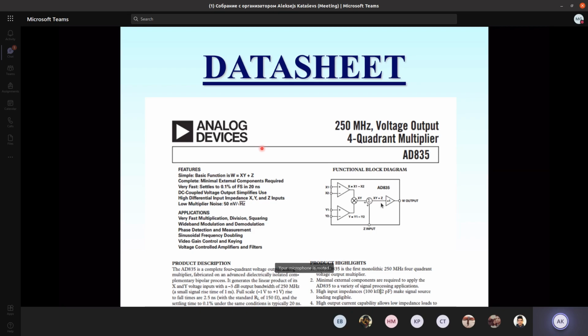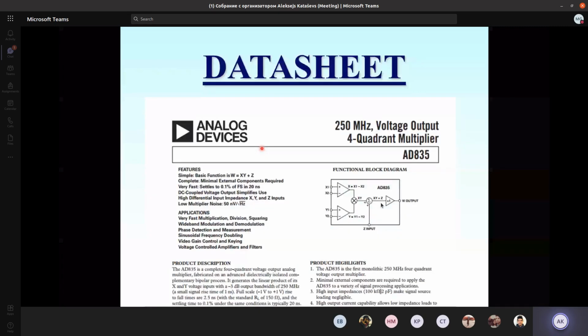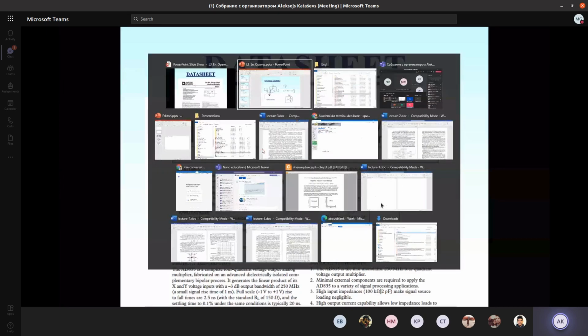Well, okay, so we have now considered some examples of the very typical amplifier, and please review it on your own once more.